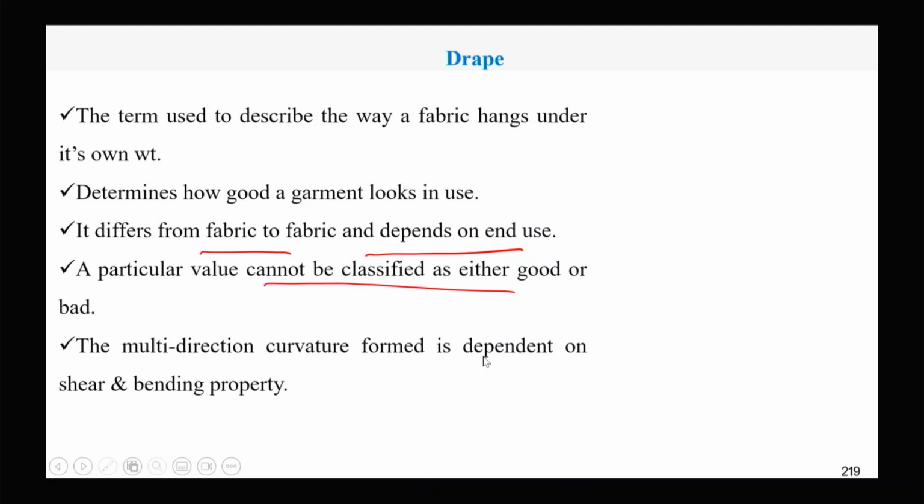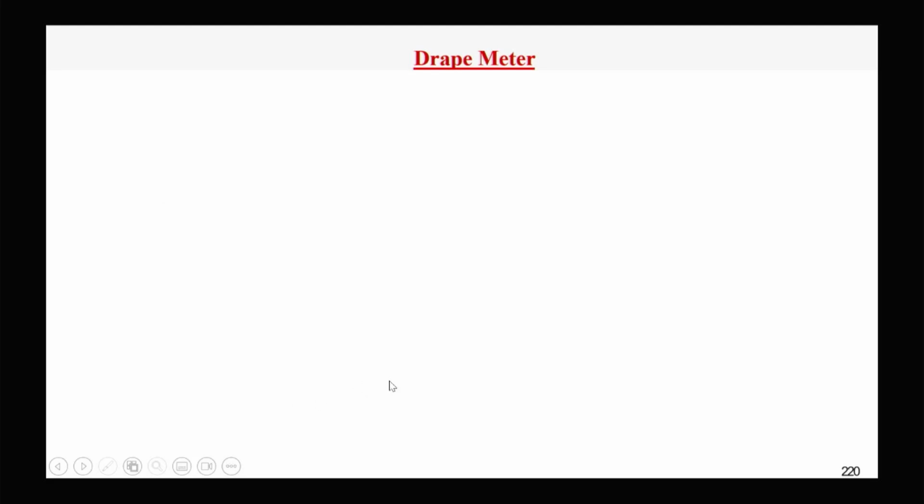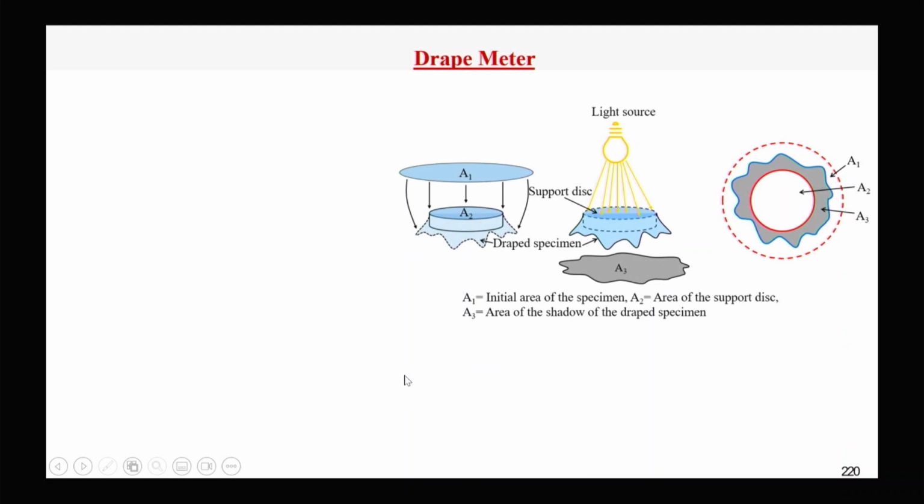So drape is a multidirectional property. The multidirectional curvature formed is dependent on the shear and bending properties. So drape is a mixture of shear and bending property. The drape meter, which is shown here, is the normal drape meter. This is a fabric specimen with area A1, which is placed on a support disc with area A2. After releasing the fabric, the fabric hangs due to its own mass and forms this type of shape.